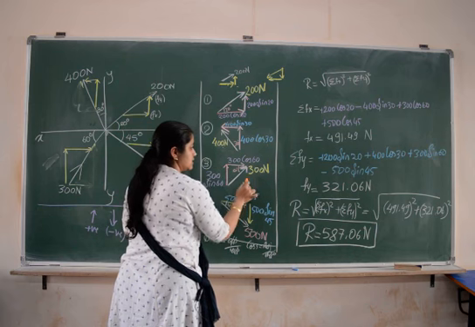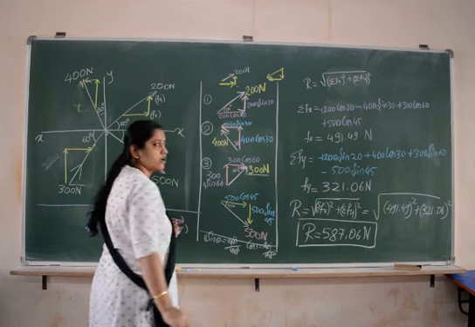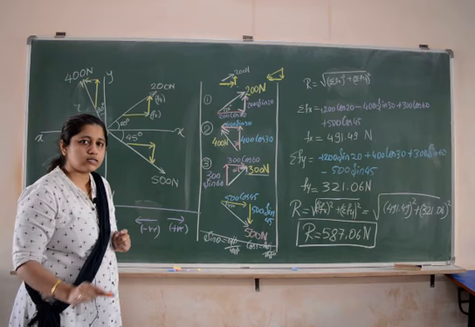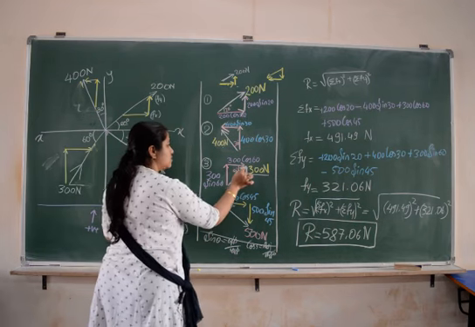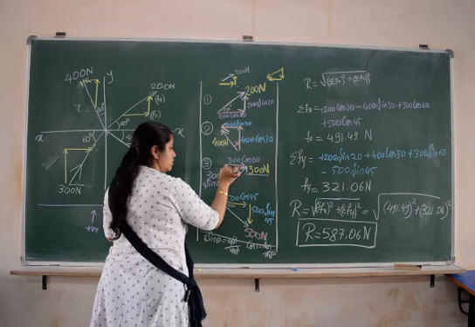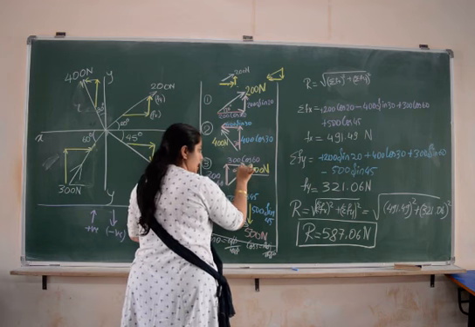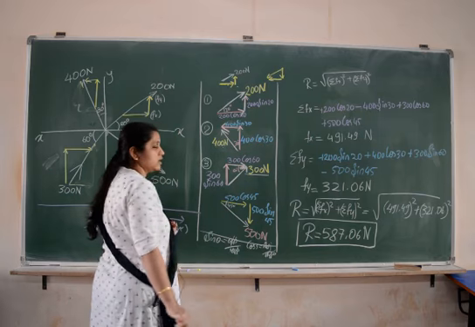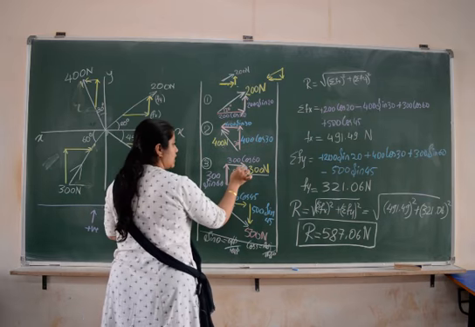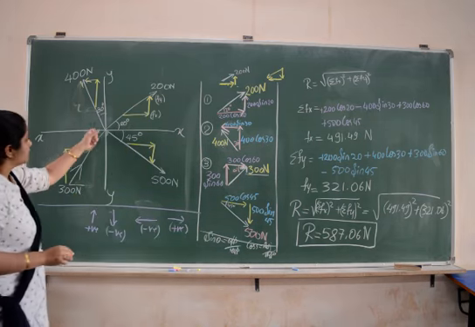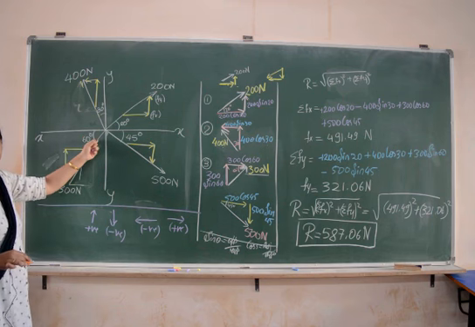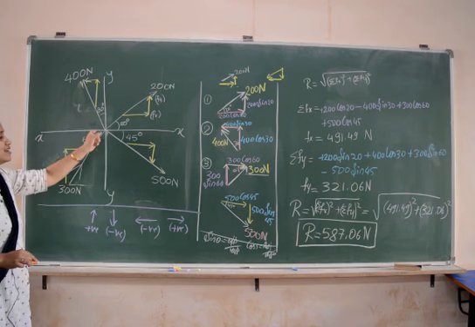This is 300 Newton. So, next step will be what? I have to resolve this force into two components. This is the first component and this is my second component. Okay, the angle here is 30 degrees. Pay attention. Here it is, 60 degrees.